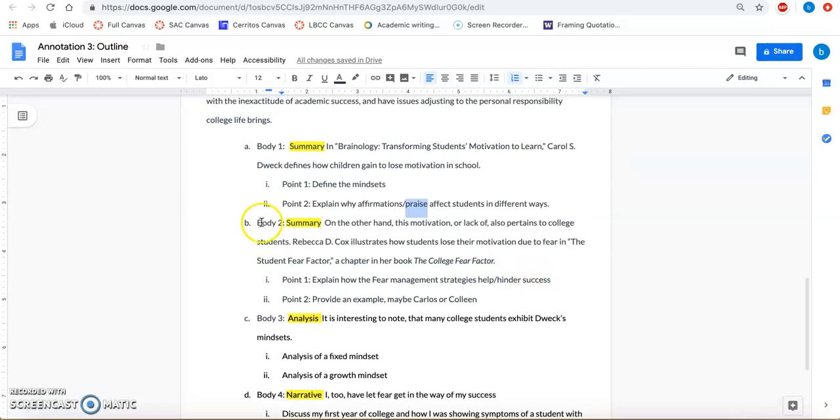And we do the same thing here with the second body paragraph. The purpose of the second body paragraph is to summarize.